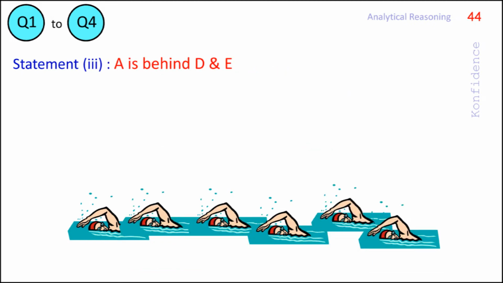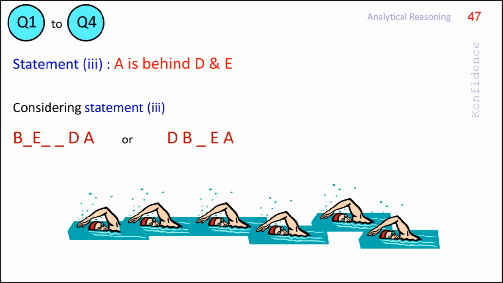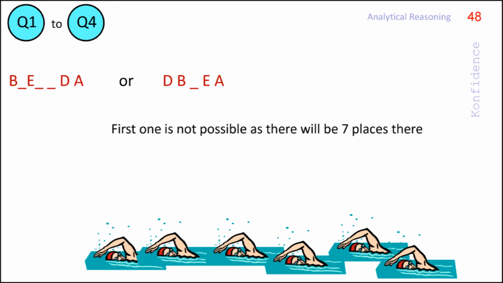Now, putting statement 3 into the picture will yield 2 arrangements. B dash E dash dash D A or D B dash E A. The first one is not possible because we only have 6 people and there are 7 positions in the arrangement.